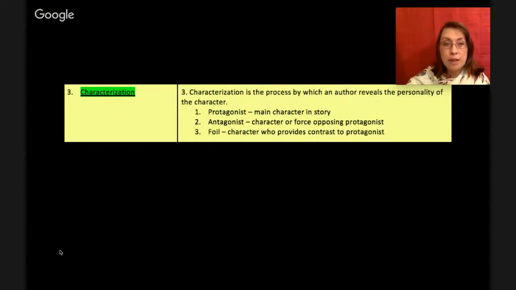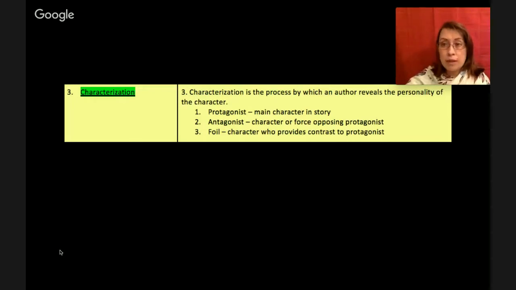Number 3 is characterization. Now, characterization is the process by which an author reveals the personality of the character. There are 3 types of characters I want to focus you in on. The first is the protagonist, and this is the main character of the story. The second is the antagonist, and this is the character or force opposing the protagonist. So the antagonist is the one creating the problem.